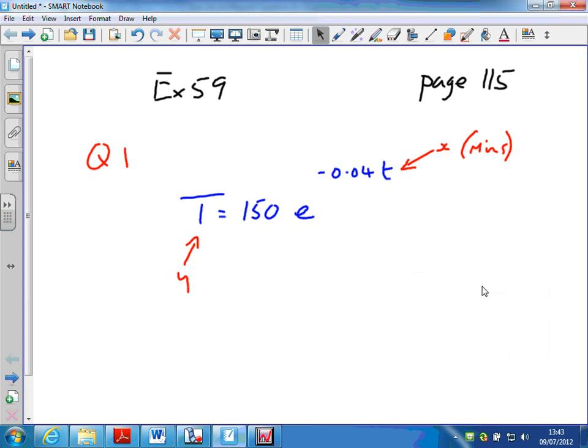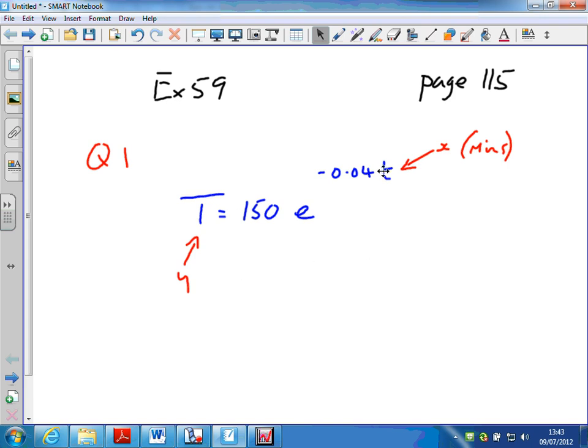So exercise 59, question number 1. Put this function into Autograph and find the temperature when the time equals 0 and time equals 10 minutes. So fire up Autograph and put this in.